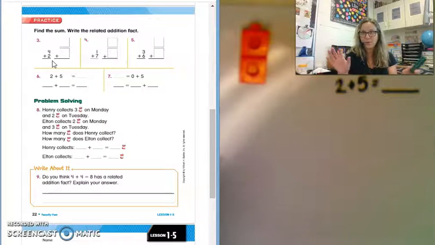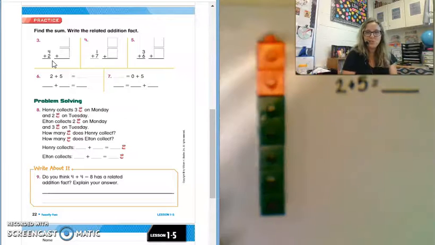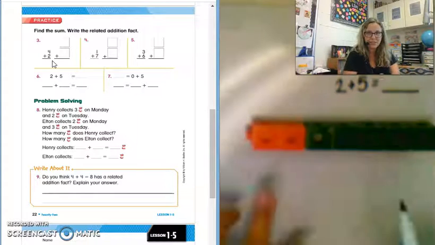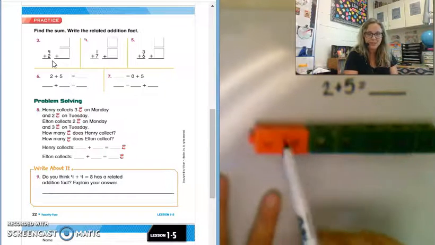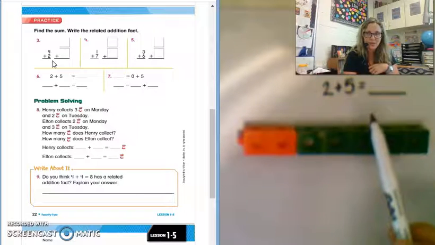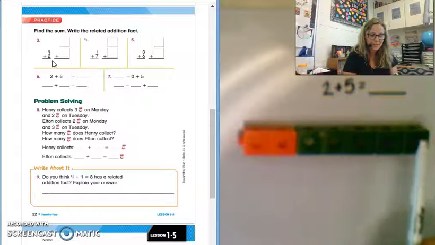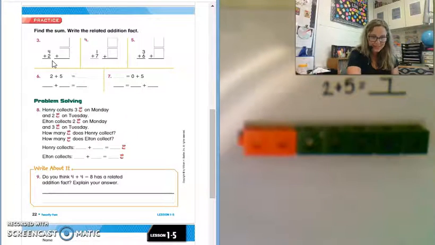And again, if you need to pause the video while you build yours, go right ahead. So I have 2 plus 5, and if I put it sideways, you can see here my 2 plus my 5. So there's 1, 2 orange, 1, 2, 3, 4, 5 green. All together, that's 1, 2, 3, 4, 5, 6, 7. So my sum is 7.